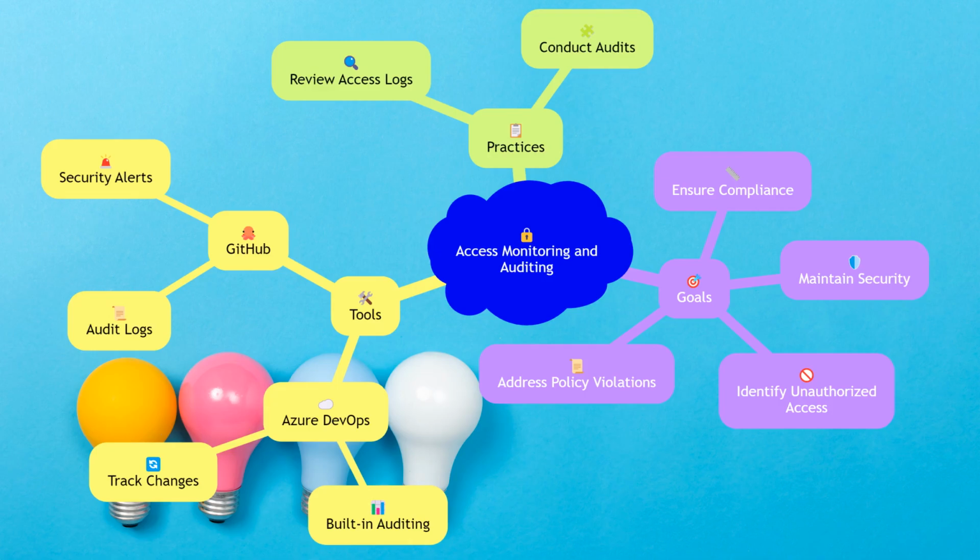Regular monitoring and auditing of access levels are essential for maintaining security and compliance. In Azure DevOps, organizations can use built-in auditing features to track changes to permissions and access levels. GitHub also provides audit logs and security alerts to help repository owners monitor access and detect potential security issues. By regularly reviewing access logs and conducting audits, organizations can identify and address any unauthorized access or policy violations.